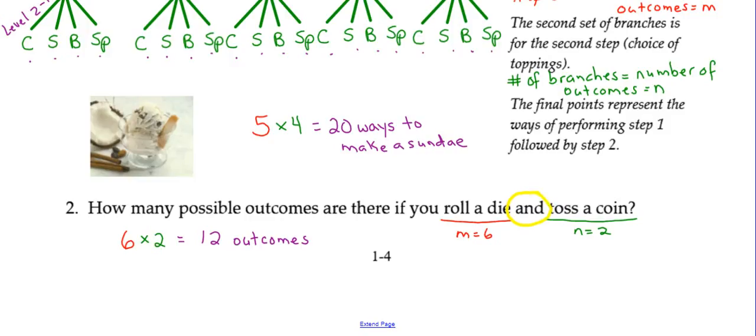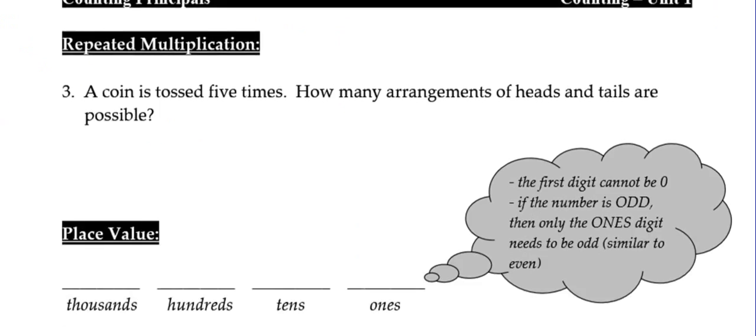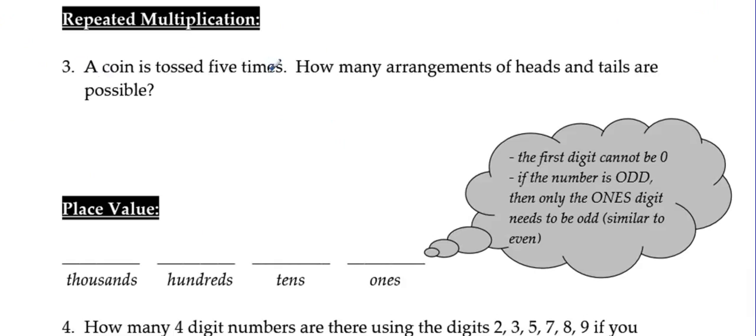Let's take a look at another example. A coin is tossed 5 times. How many arrangements of heads and tails are possible? This time, since the coin is tossed 5 times, that means there are 5 tasks, instead of 2 tasks like there were in the previous 2 examples. Sometimes when we have questions with multiple tasks, I like to draw out little lines that represent each task.